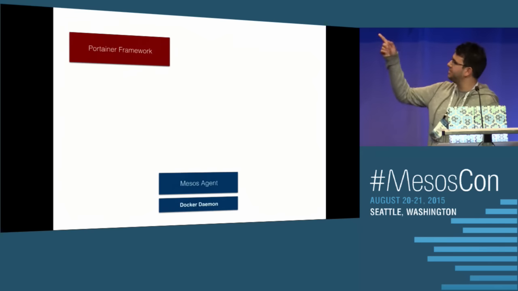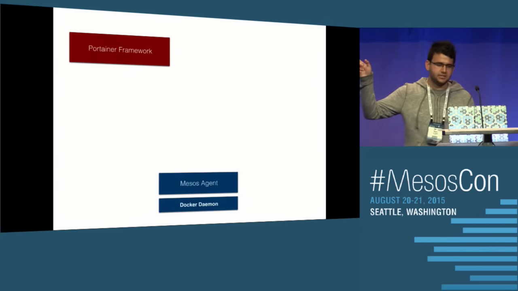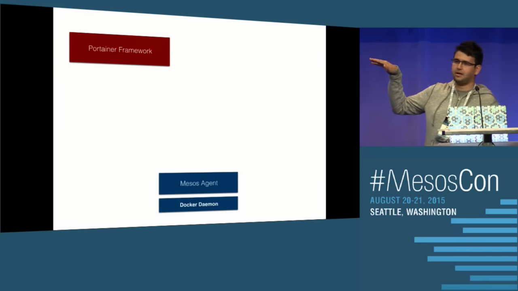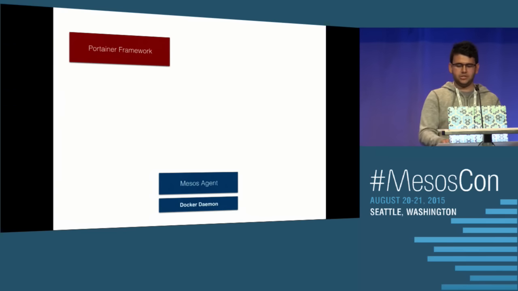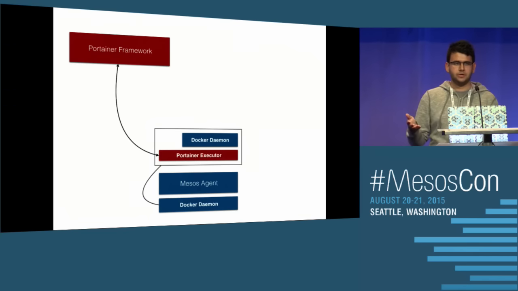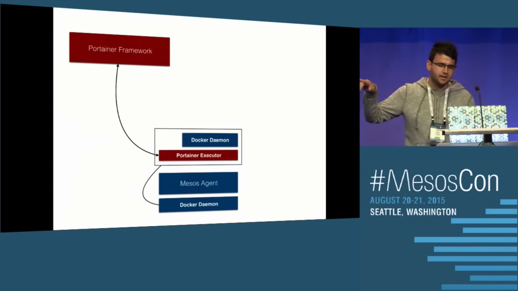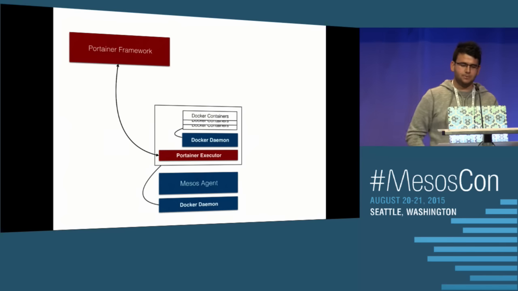I want to talk just quickly, roughly, about how it works. So we have the Portainer framework and the Mesos agent. In our case, we're using Docker completely across the cluster, so there's a Docker daemon running on that host. You say to Portainer, I want to build this image, and it will launch an executor on the agent, and it will start a Docker daemon inside the container. I've drawn lines to show you where the containers are running in relation to each Docker daemon.